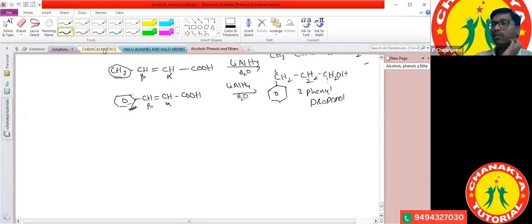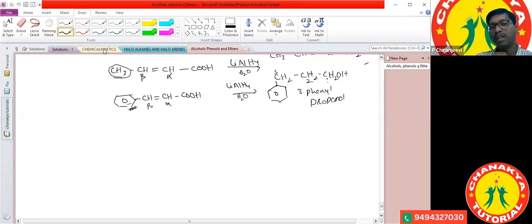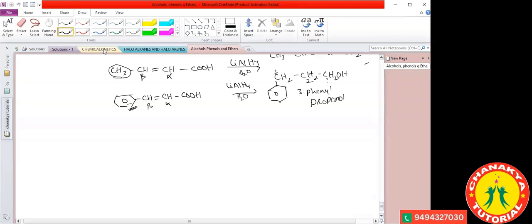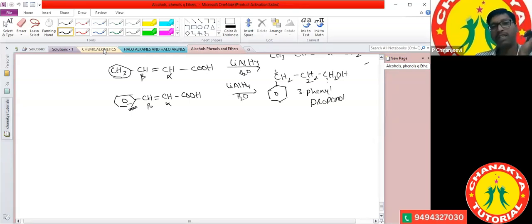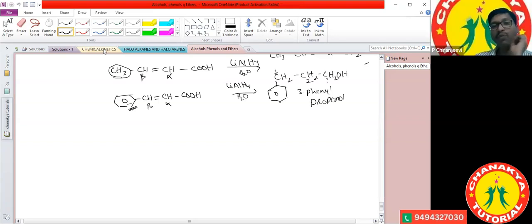Which of the following reagents does not reduce esters into alcohol? Sodium borohydride does not reduce the ester into alcohol. But which reducing agent converts esters into alcohol? Lithium aluminium hydride, LiAlH4. Lithium aluminium hydride converts carboxylic acids and esters into the respective alcohols. Esters and carboxylic acids give only primary alcohols. They won't give secondary alcohols or tertiary alcohols. Now you got the clarity? Yes, sir, got it.